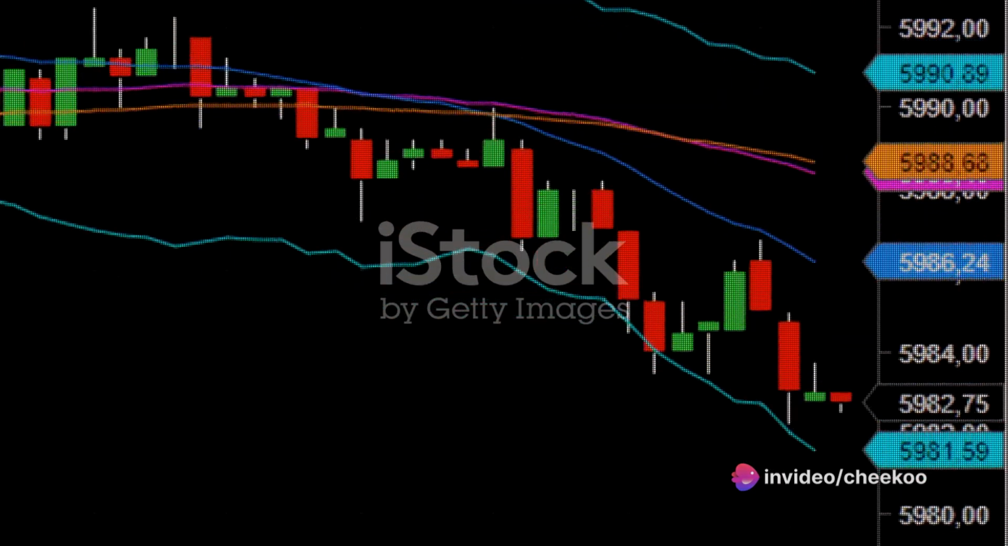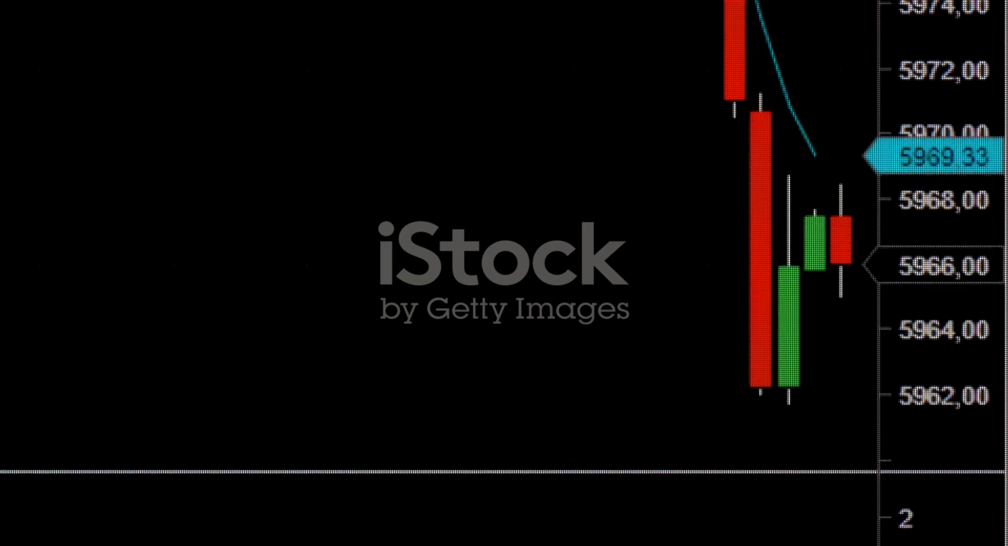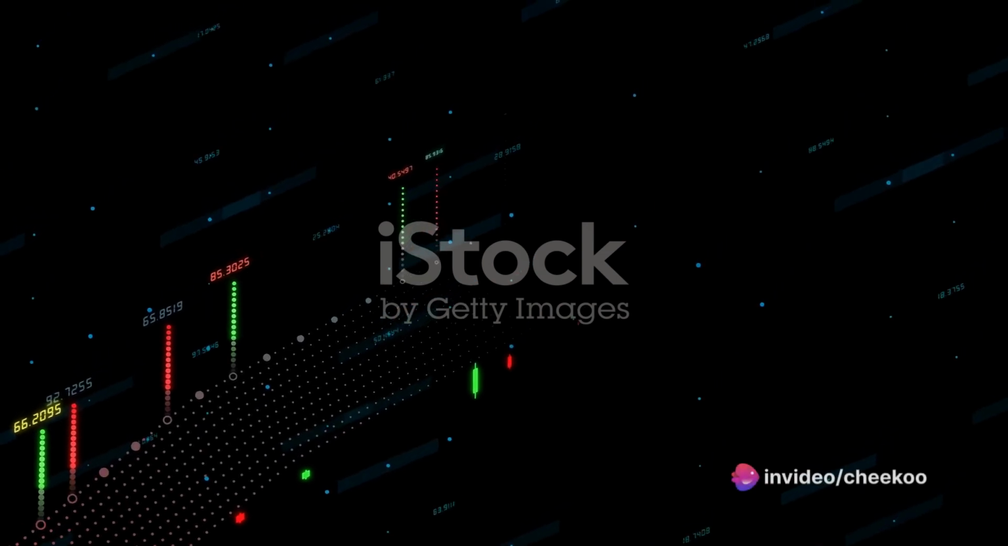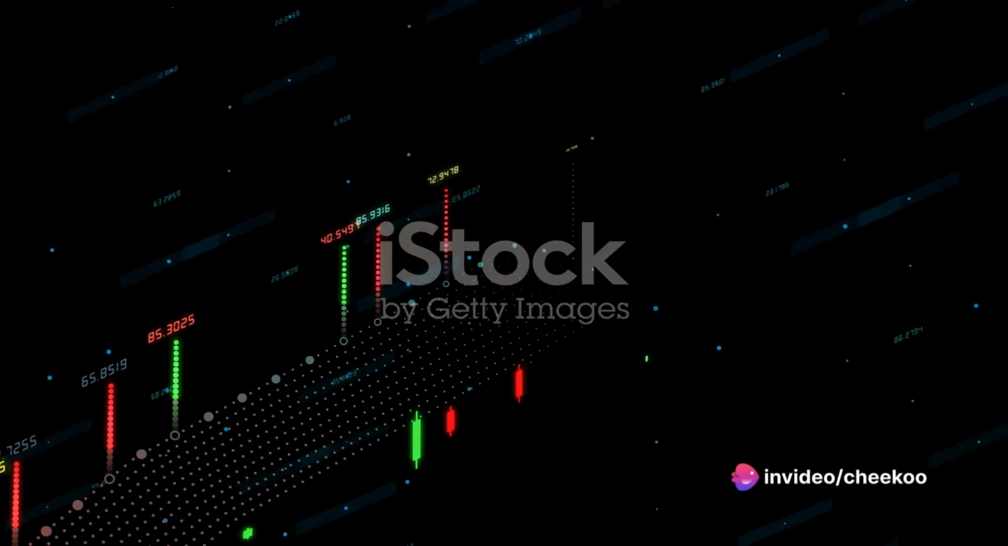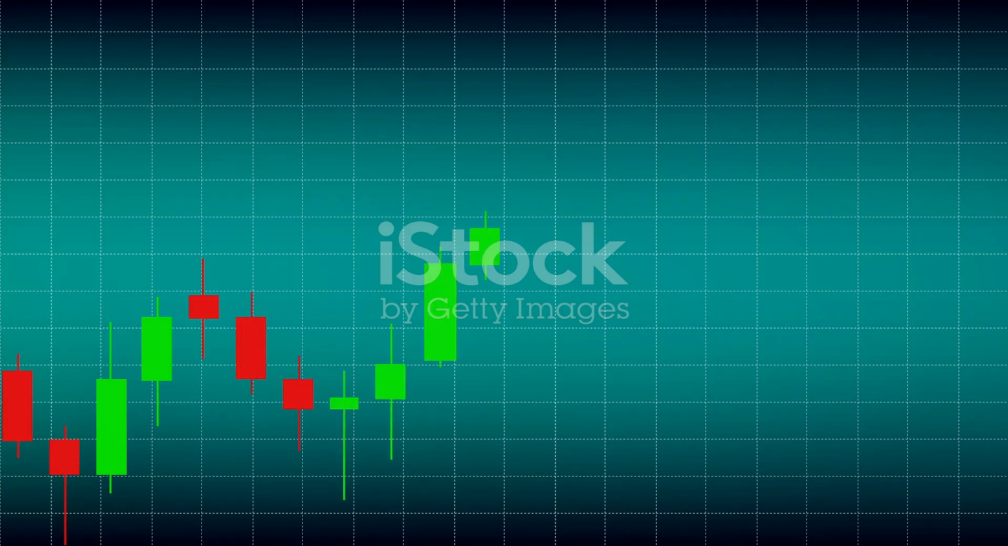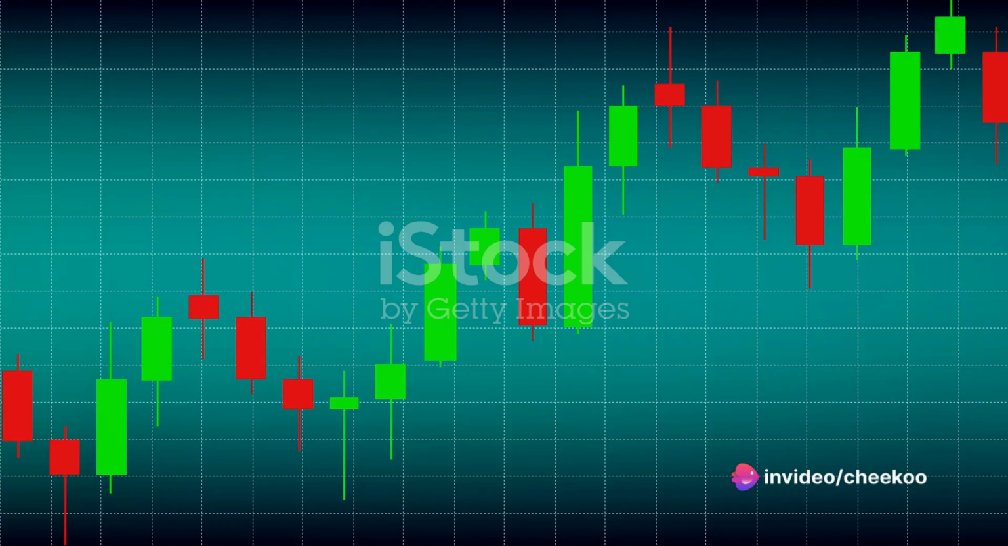A spinning top often occurs after a strong price move, signaling a potential reversal or a period of consolidation. It indicates that market participants are uncertain about the next price direction. In an uptrend, a bearish spinning top can signal potential weakness, while in a downtrend, a bullish spinning top can indicate a potential reversal. However, confirmation from subsequent price action is necessary.